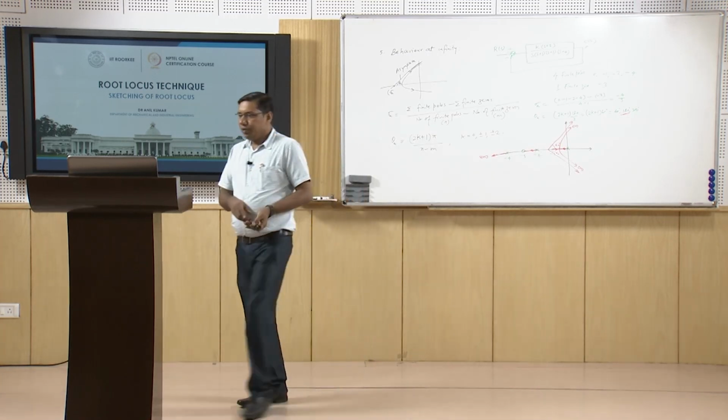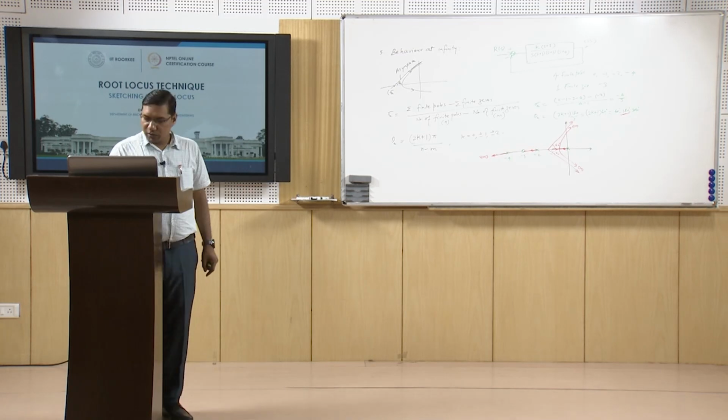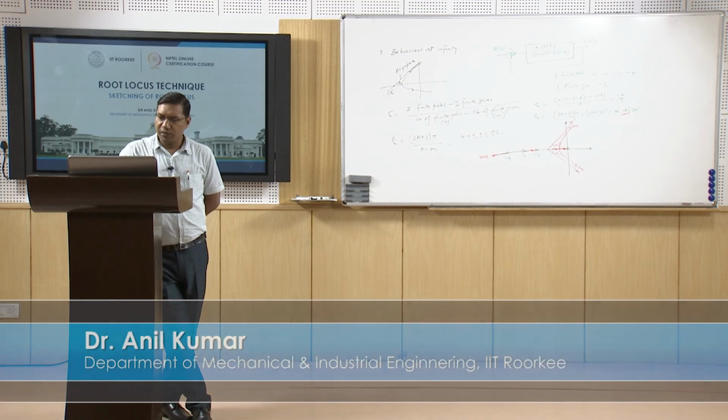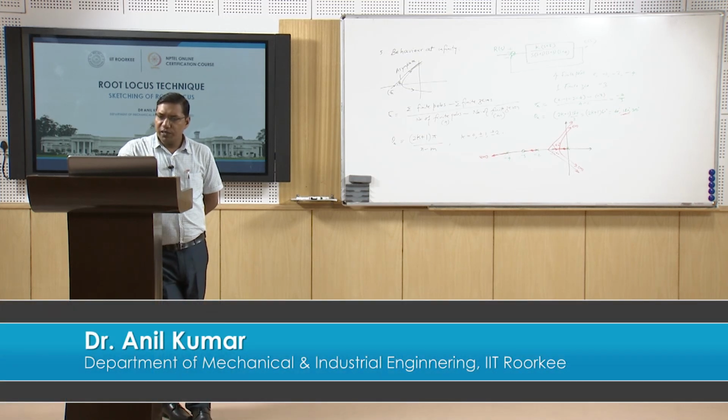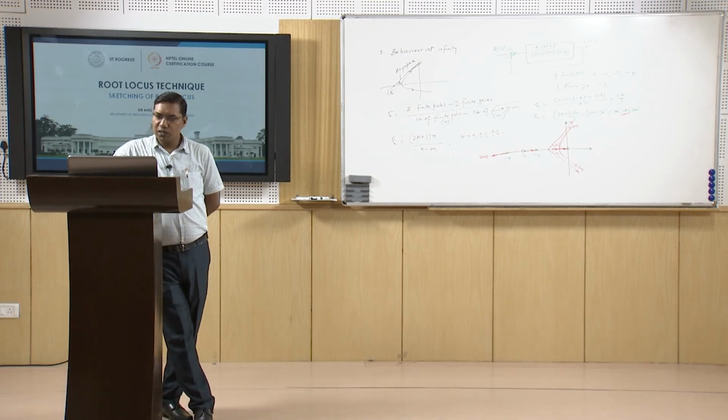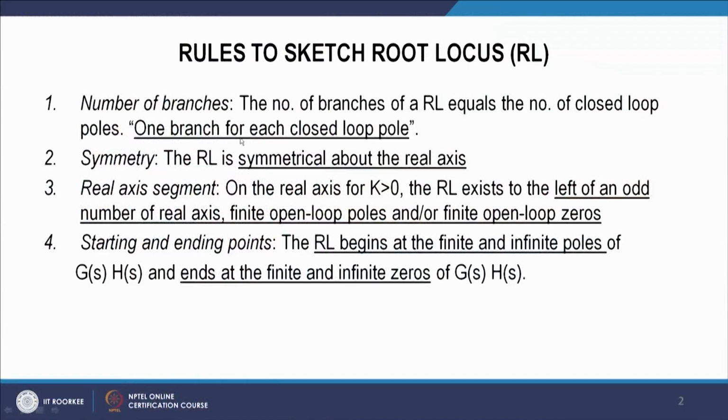Today this example we took from the book of Norman S. Nise, Control Systems Engineering. Today we discussed these 5 rules to sketch the root locus. First is the number of branches: one branch for each closed loop pole. Then symmetry: the root locus is symmetrical about the real axis. Then real axis segments: the root locus exists to the left of an odd number of real axis finite open loop poles and/or finite open loop zeros.